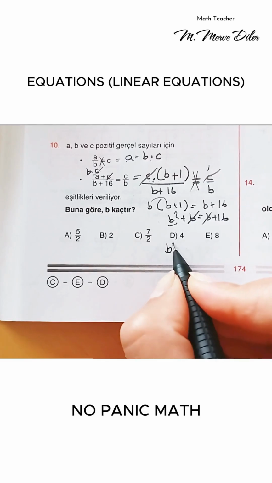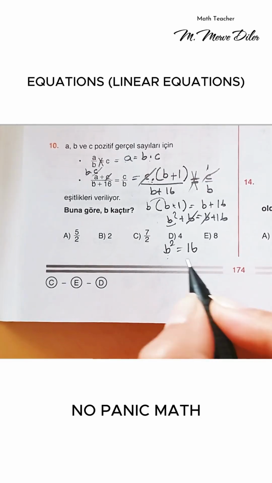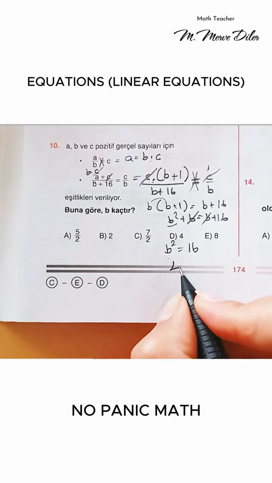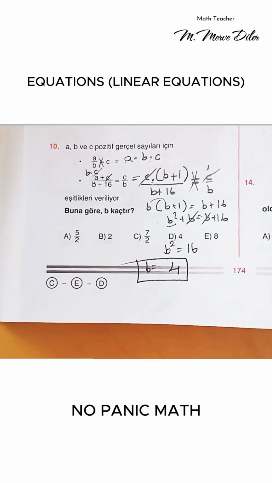So, what's left here? There's b squared. What is b squared equal to, friends? 16. And which number squared is 16, friends? Of course it's 4. So, the value of b is 4, friends. That's it.